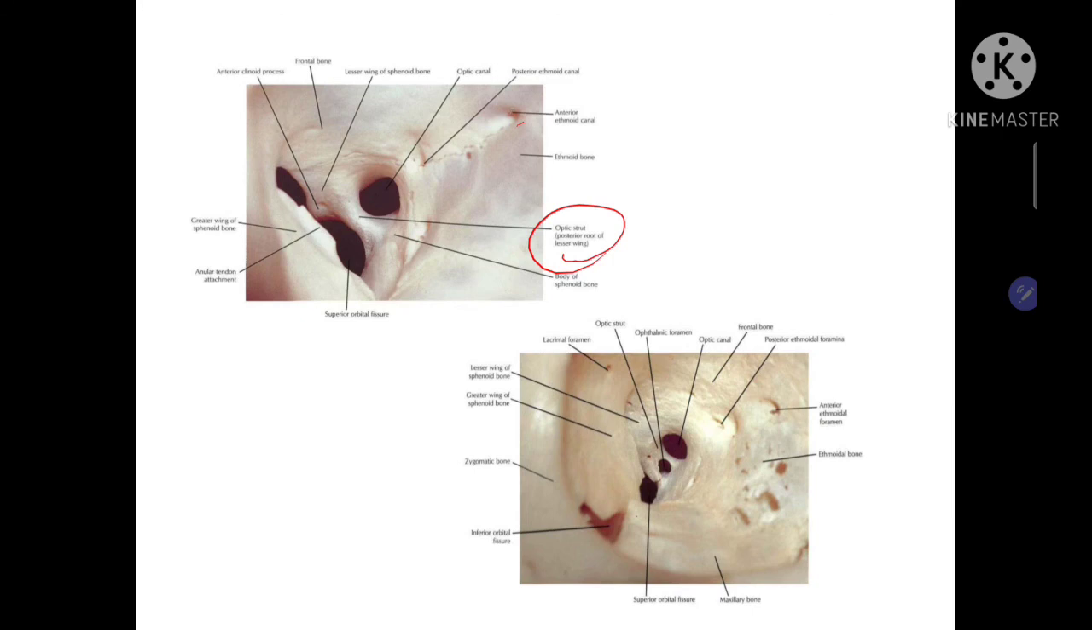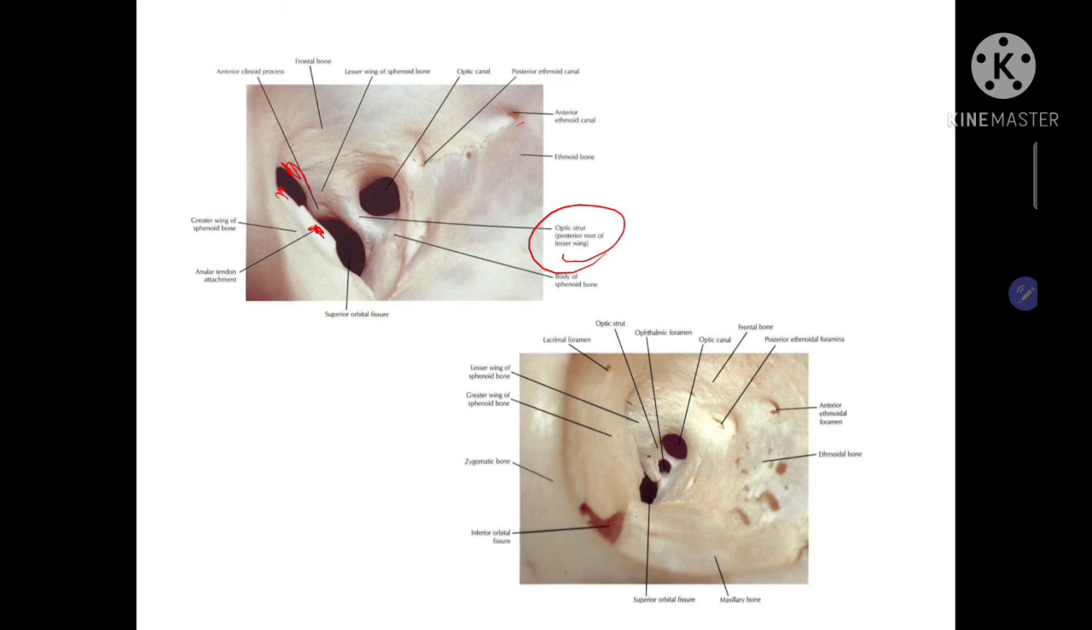Remember there are channels, one from the ethmoid bone and the other one from the frontal bone, and when they are together they become ducts. Okay, this is where the branch of the ophthalmic artery goes. So lesser wing of the sphenoid here, remember lesser wing, major wing or greater wing of the sphenoid, annular tendon attached here from the extraocular muscles.